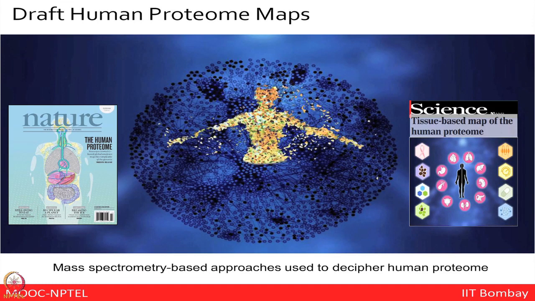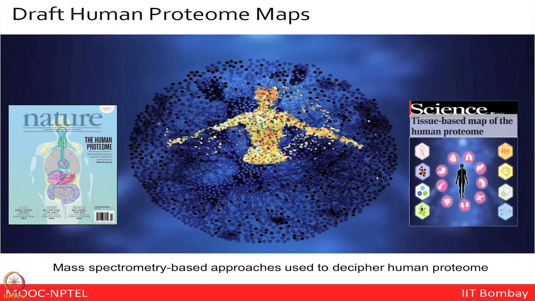I would like to highlight that after the genome reference maps were published, the eventual goal of the entire community was to look at the possibility of all the proteins and try to obtain evidence that these proteins do exist in humans with various types of experimental approaches like mass spectrometry and tissue based microarrays. All those efforts took a lot of time, but eventually in 2014 and 15 the first draft human proteome map was published, which tried to capture and provide evidence that proteins do exist for all the genes which were already decoded.